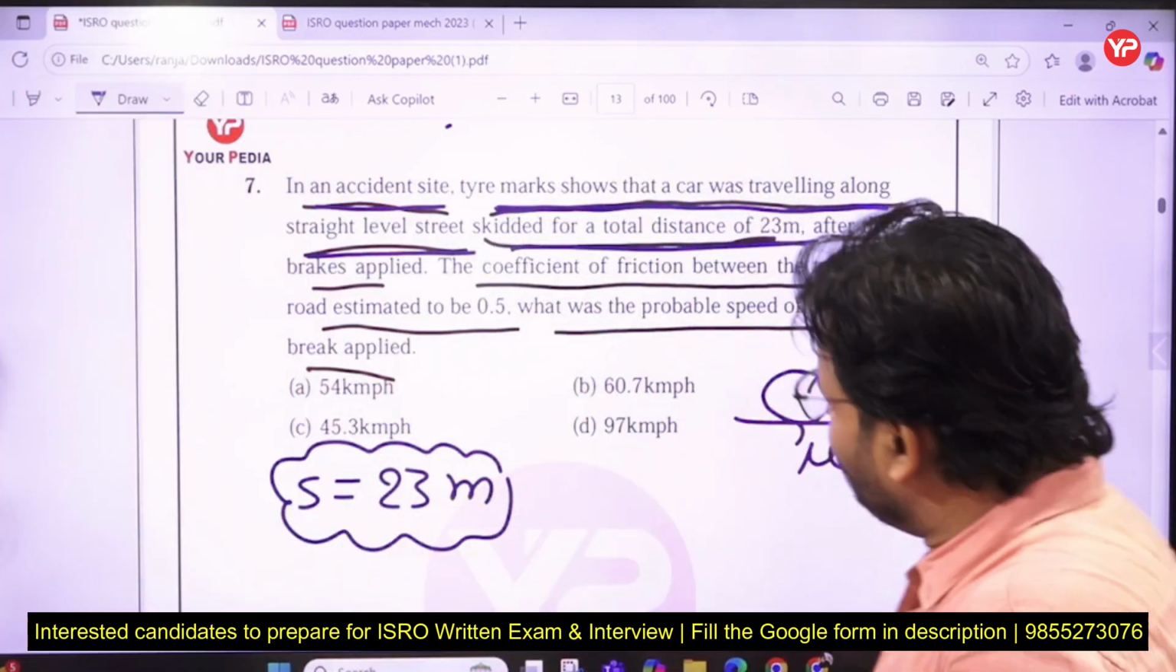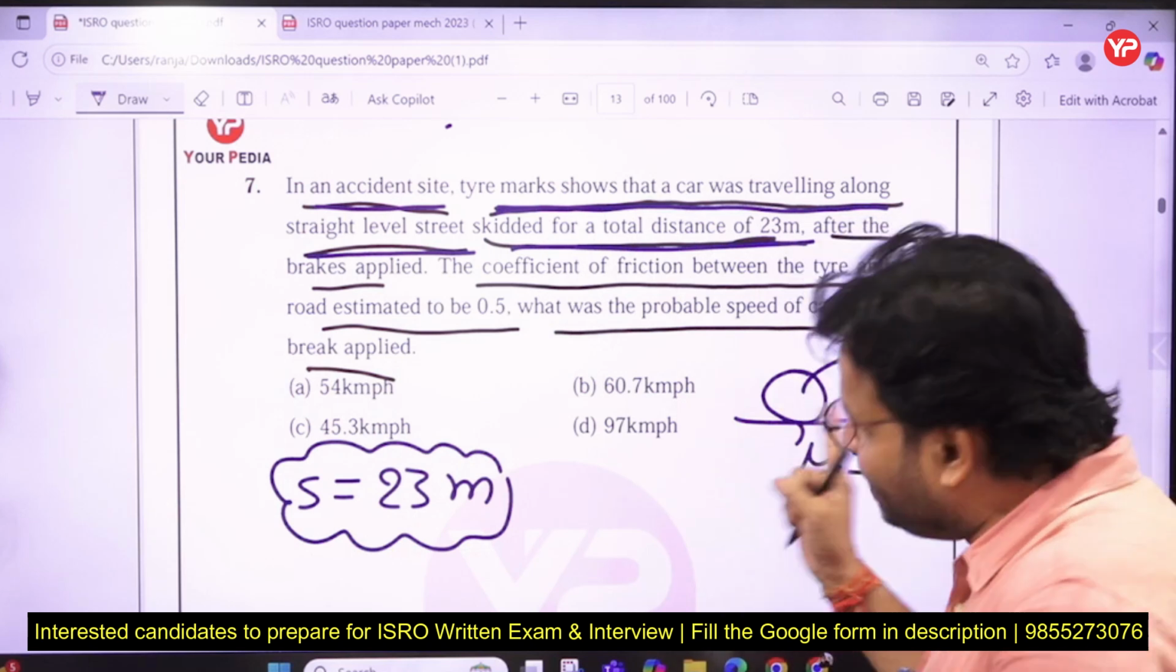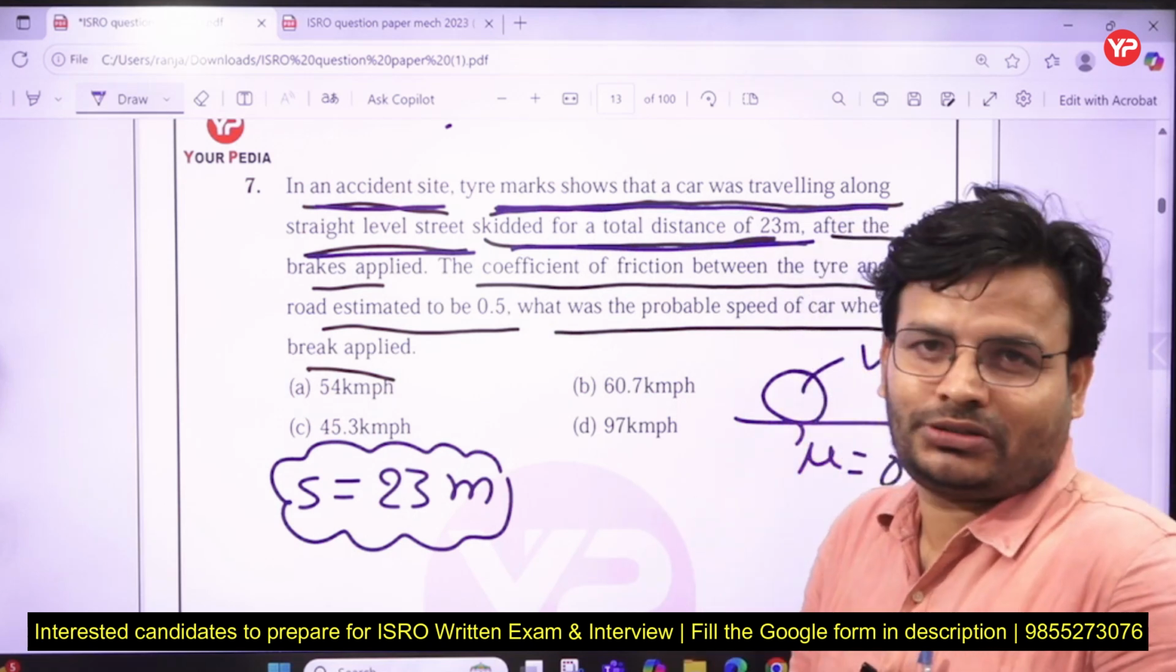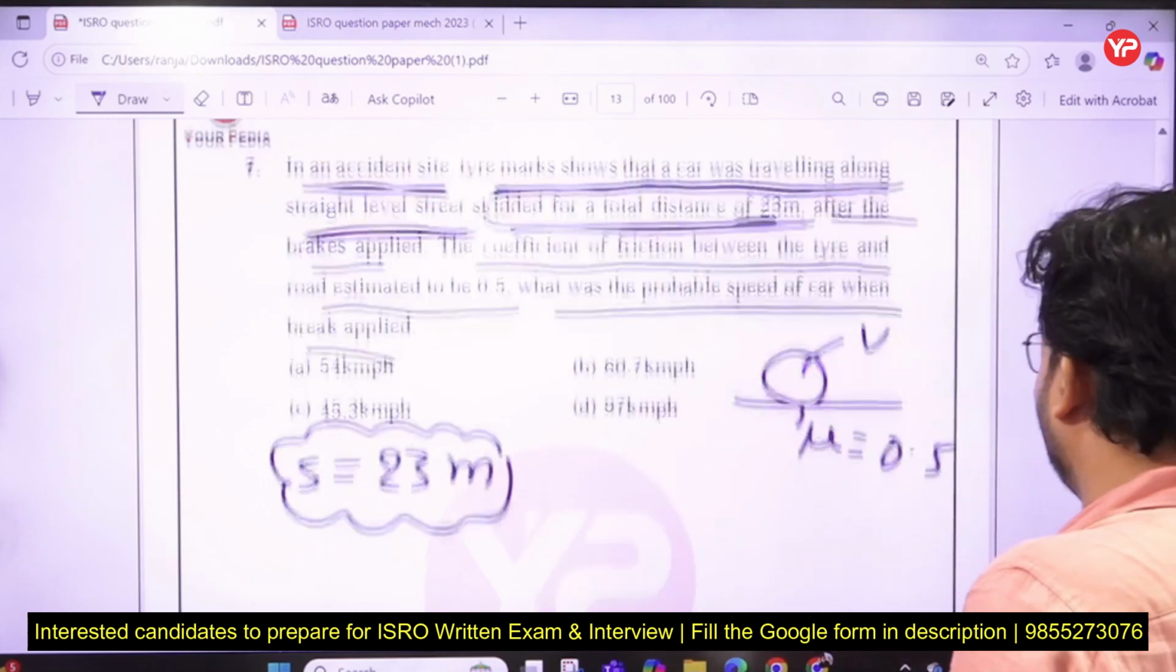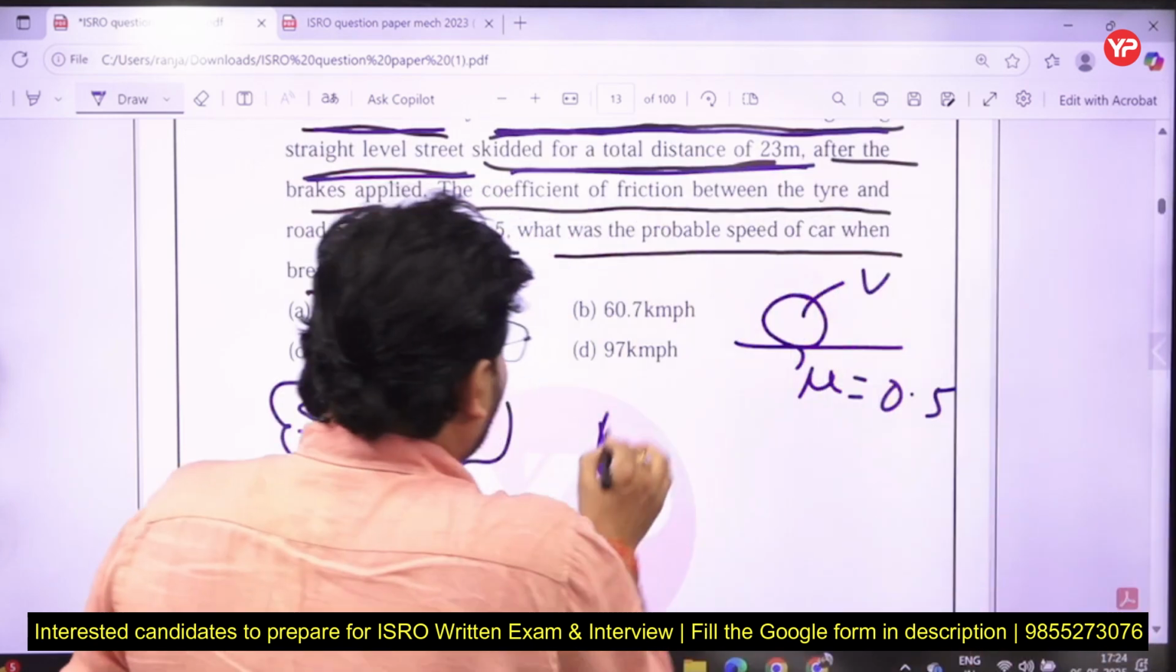Yes sir, right. So the thing is that the vehicle is stopped because of which force? Obviously because of the frictional force, right sir. So what is the frictional force, sir? Sir, frictional force I know. Frictional force is what?